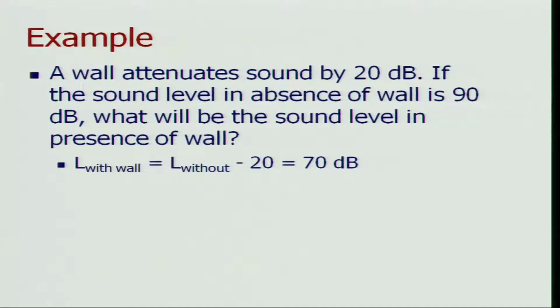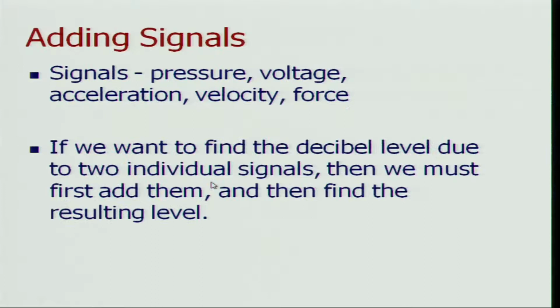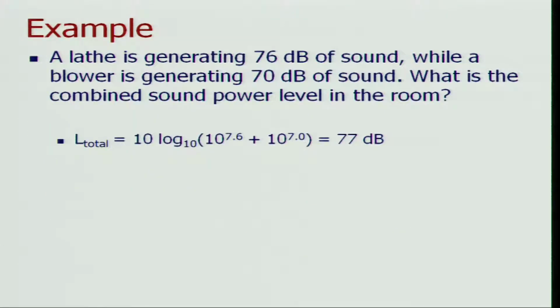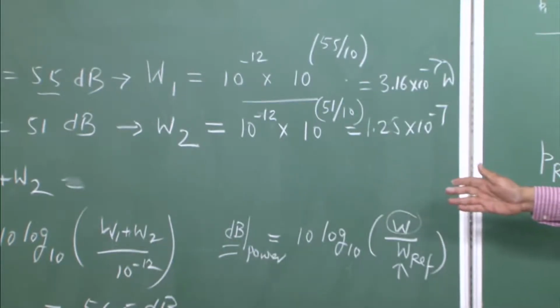So the answer is L with wall is equal to L without minus 20. L without is 90. 90 minus 20 is 70 decibels. Another example. A lathe is generating 76 decibels of sound, while a blower is generating 70 decibels of sound. What is the combined sound power level in the room?